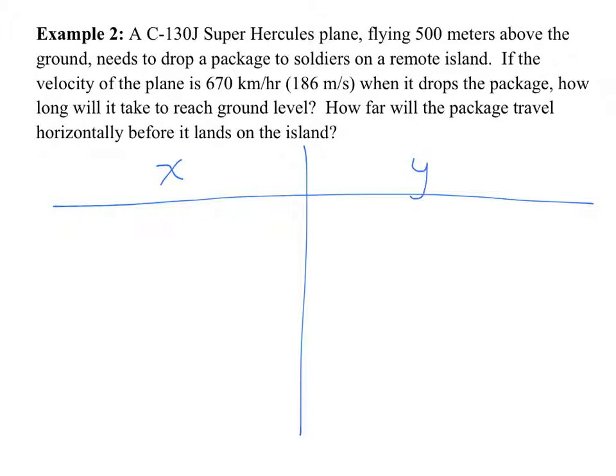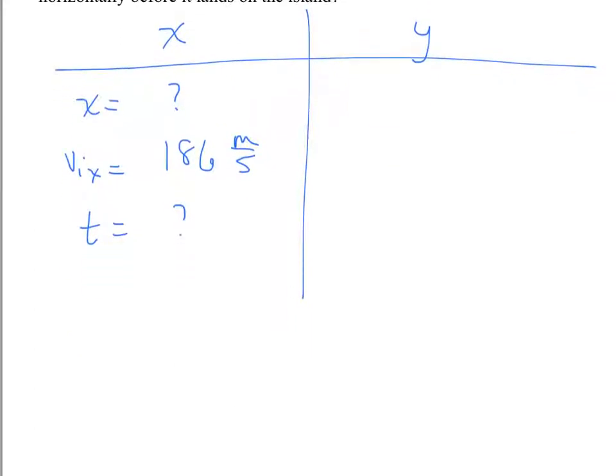So X is the unknown that we're trying to figure out: how far the plane should be away from the island, or how far the package would travel horizontally. We know the velocity of the plane this time, 186 meters per second. We don't know the time it takes, so we can't do much in the x direction right now for this problem, because we're missing those two variables. This would be our equation we're going to use, but I don't know x and I don't know time, so it's not enough information.